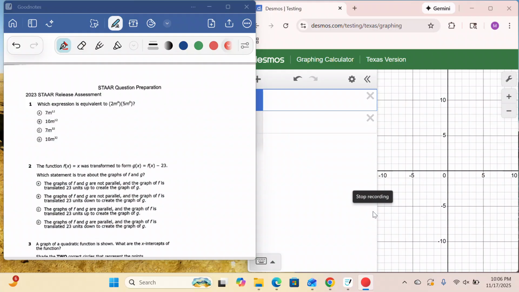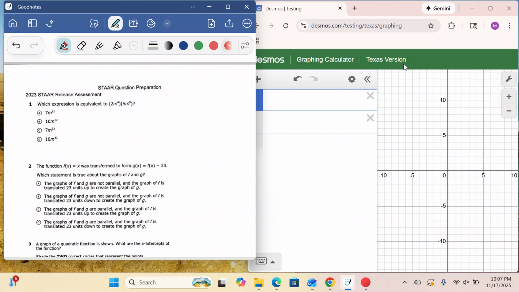Today I'm going to be going over a couple of STAAR questions from our STAAR question preparation review that we are doing in our math class for our Algebra 1 end of course. I am not going to cover every single question. I am going to cover just a couple of them that are going to hopefully better your process to try to get you to pass or even get you to the Meets or the Masters level on the STAAR assessment.